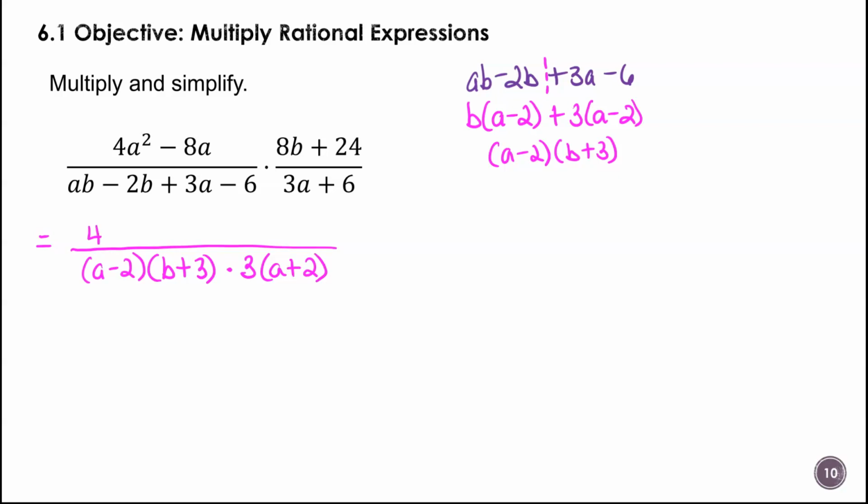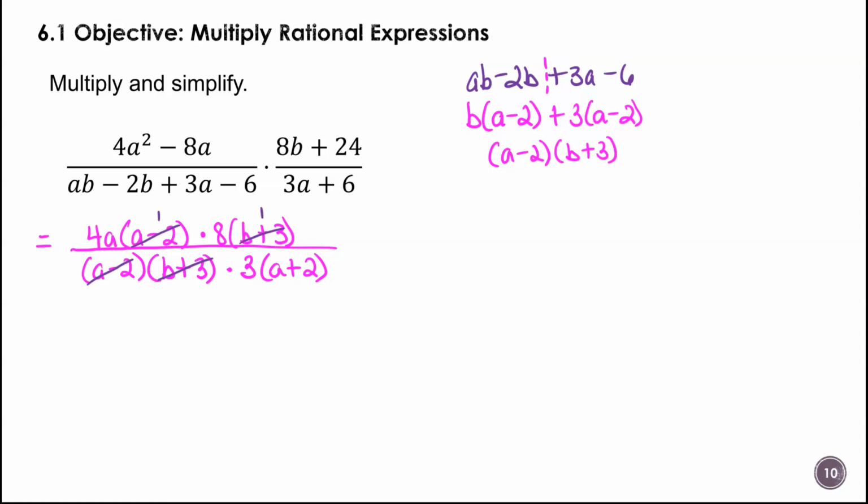In the numerator, I have a common factor of 4a on the first expression, and then that leaves me a minus 2. And then on the second expression, I have a common factor of 8, and then I'm left with b plus 3. And so now everything's factored, and that is the goal, right? We factor everything out, and then we remove common factors that equal 1. Okay, so a minus 2 goes into a minus 2 one time. We have a b plus 3 in common, and then that's one time.